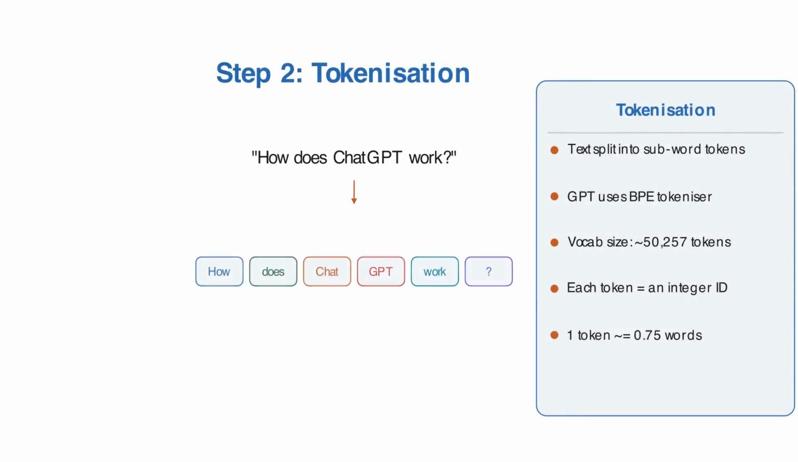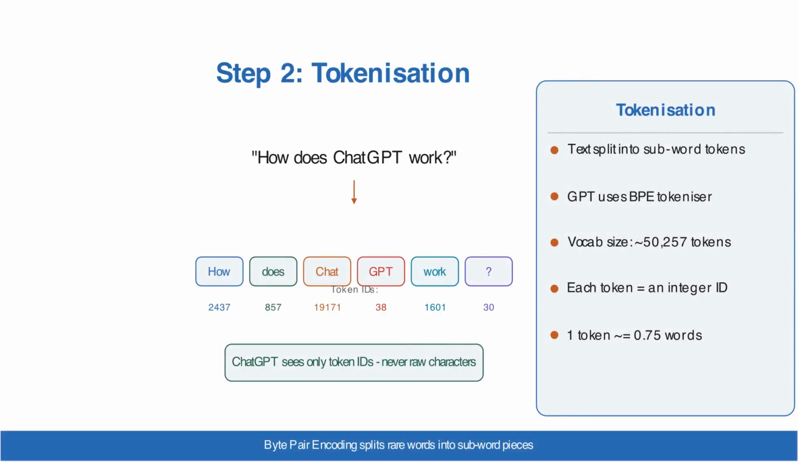ChatGPT never reads raw text. First, the text is broken into tokens using byte pair encoding. A token is roughly 3/4 of a word. The vocabulary has 50,257 tokens, each mapped to an integer ID. The sentence "How does ChatGPT work?" becomes 6 token IDs. The model processes only these numbers, never the original characters.